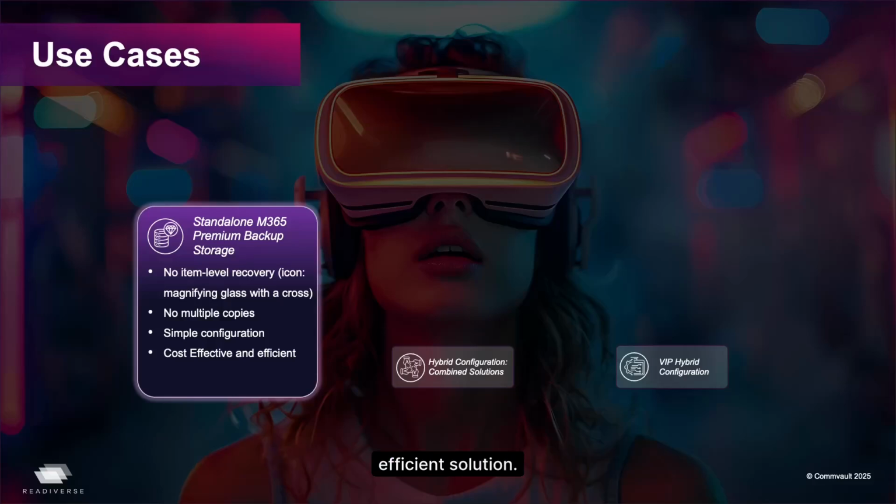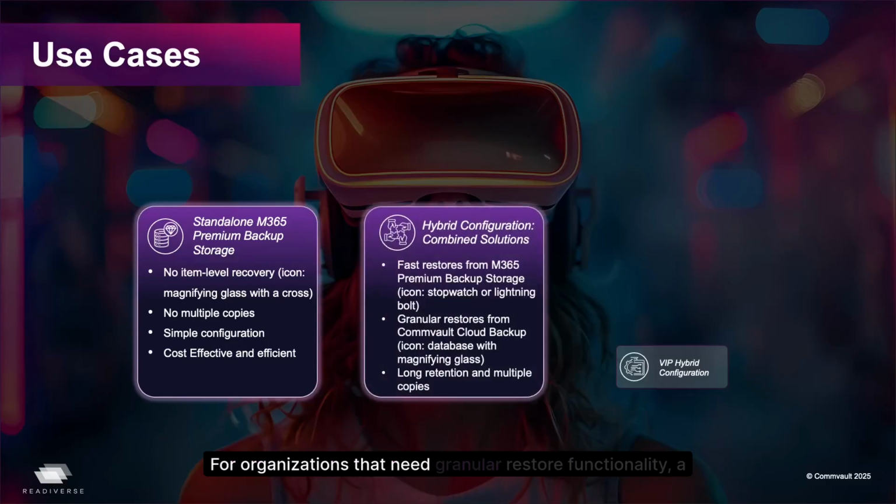For organizations that need granular restore functionality, a hybrid approach is often implemented. This setup combines M365 Premium Backup Storage with a Commvault Cloud M365 backup application. By leveraging both solutions, customers can benefit from the extremely fast restores provided by M365 Premium Backup Storage while also taking advantage of Commvault's capabilities. These include creating multiple copies, maintaining longer retention periods, performing granular restores, and an air-gapped copy residing out of source platform.